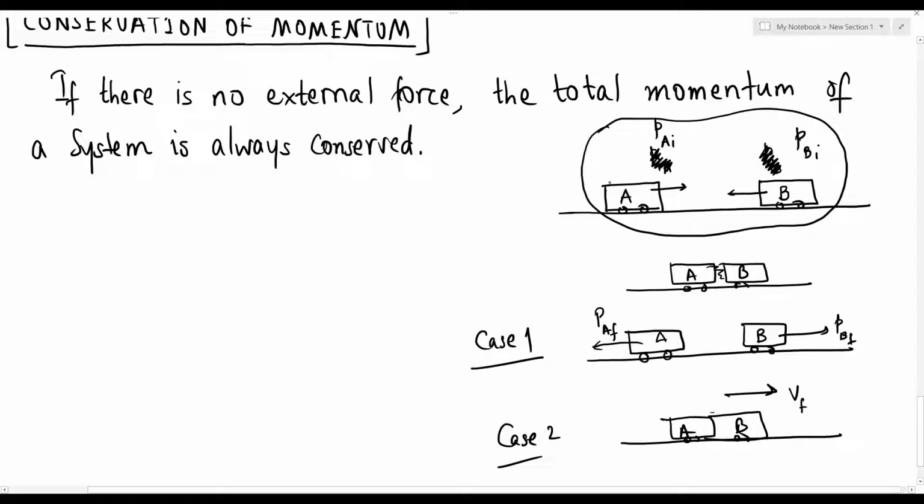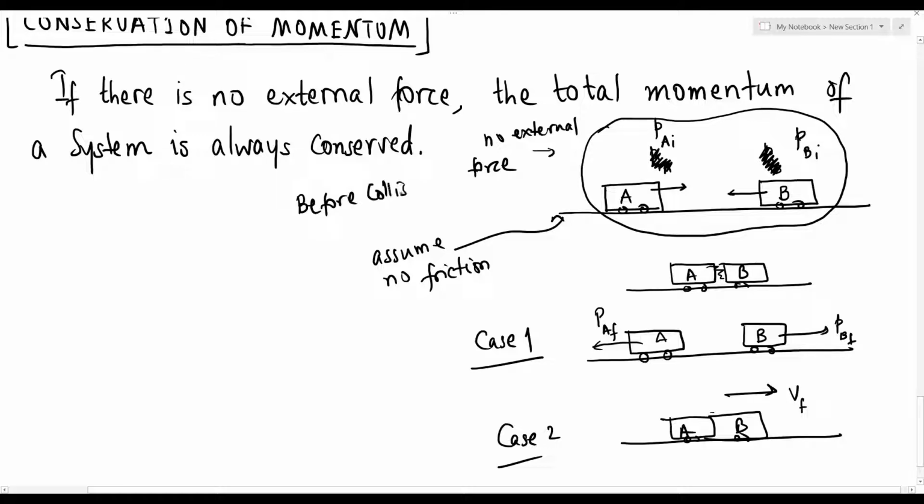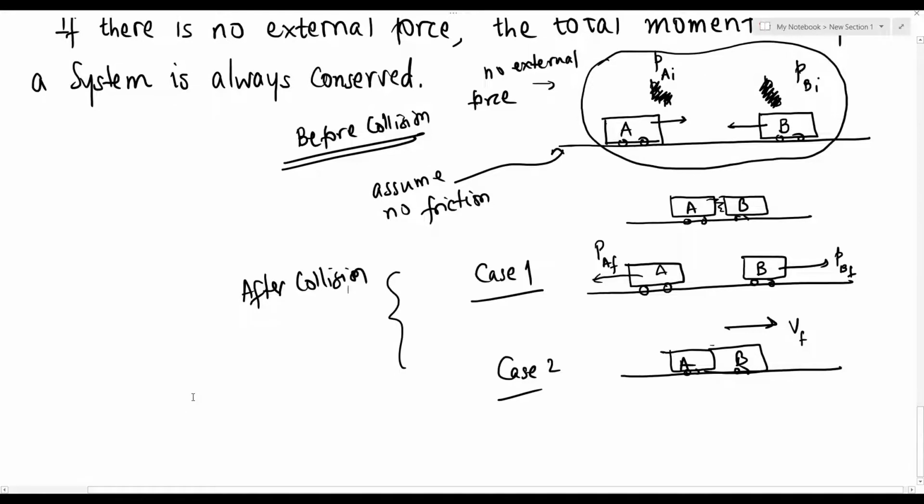So in this case, there is no external force acting on the cars. We are assuming that there is no friction, and they are colliding with each other without any other external force acting on them. So there is no force. This is before collision. And this is after collision. So there is no external force.